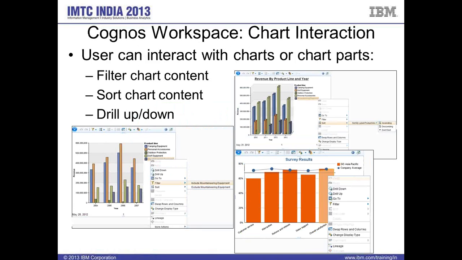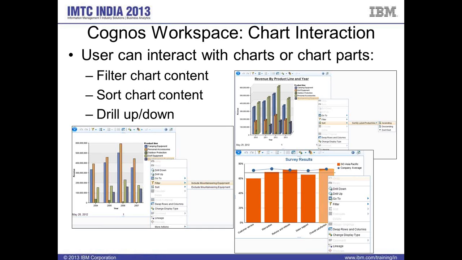The next capability that Cognos Workspace gives is a more detailed chart interaction. Earlier with Cognos Business Insight, we had interaction with the chart, but it was more on the complete chart as a single object. With Cognos Workspace, we can interact with the various components in a chart, and we can filter based on a particular query subject.